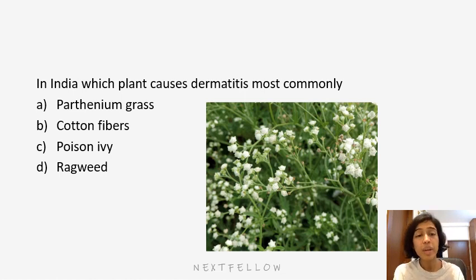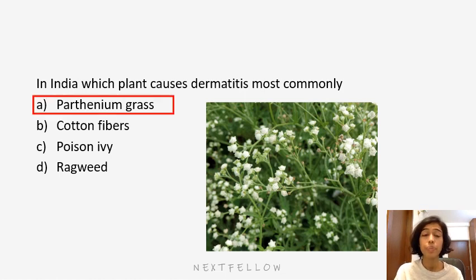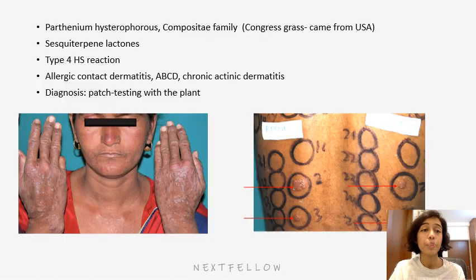In India, which plant causes dermatitis most commonly? So this you should know by looking at it. Okay, I'm sure everyone's seen this plant before. Is it Parthenium grass, cotton fibers, poison ivy, or ragweed? So in India, Parthenium is notorious for causing allergic contact dermatitis and photocontact dermatitis. It's known as Parthenium hysterophorus. Okay, it's part of the Compositae family, also known as Congress grass.